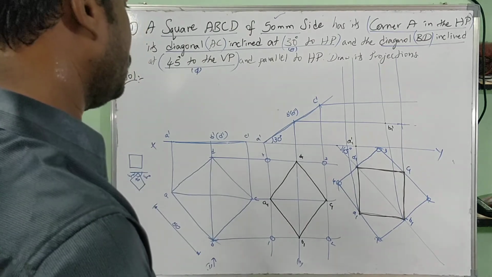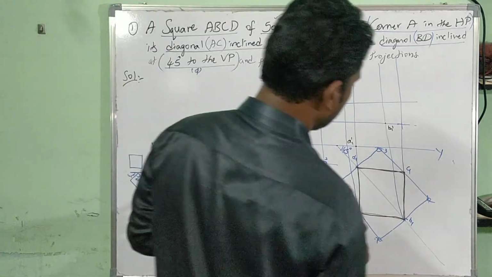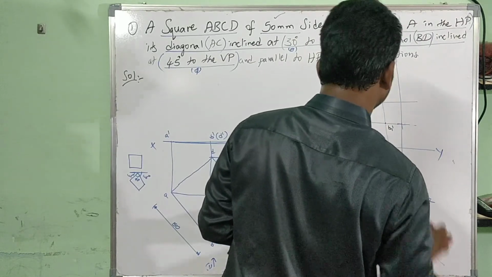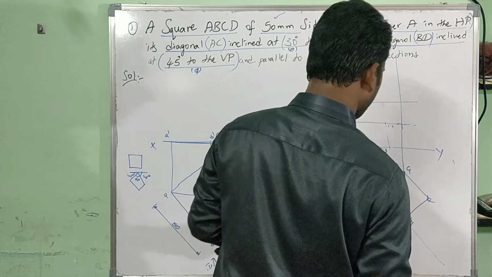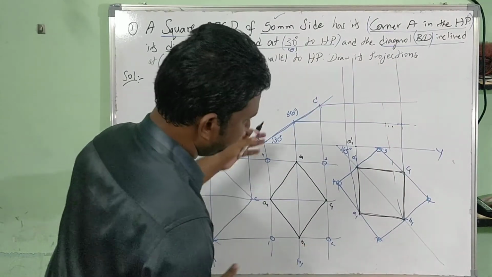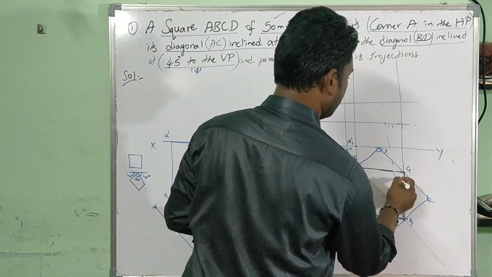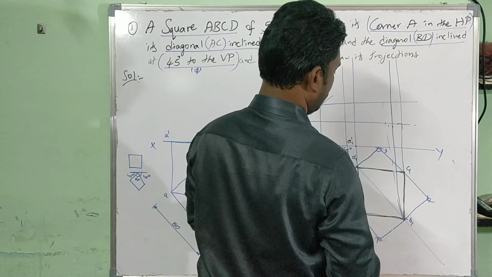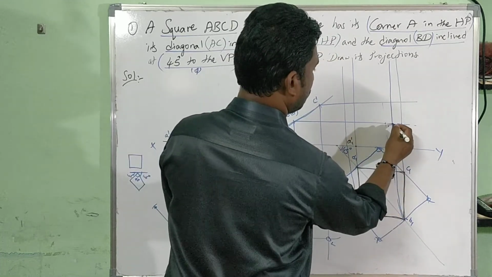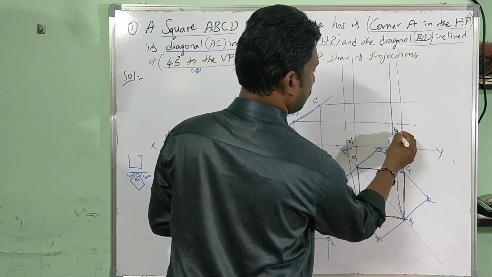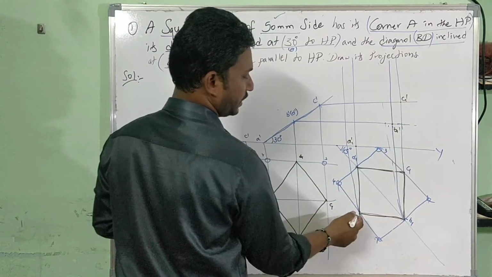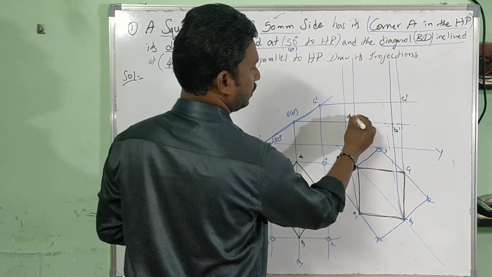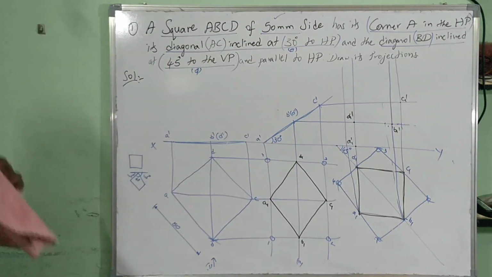Did I go wrong somewhere? Yeah, my line is a little bit not vertical here. B should be some more inside. Not a big deal. B1 dash. C dash, C1 dash. D, D1 dash. New points we got: A1 dash, B1 dash, C dash, C1 dash.